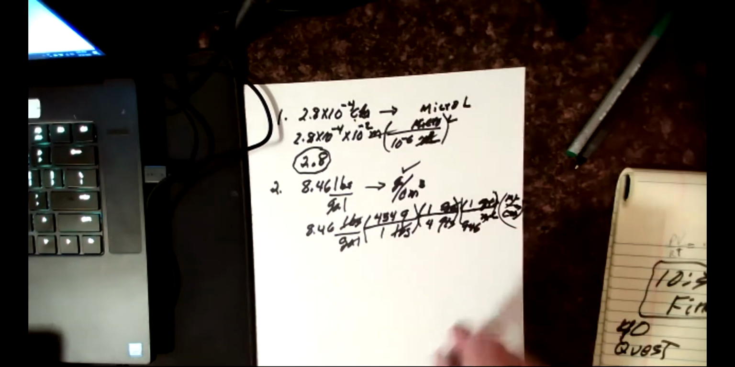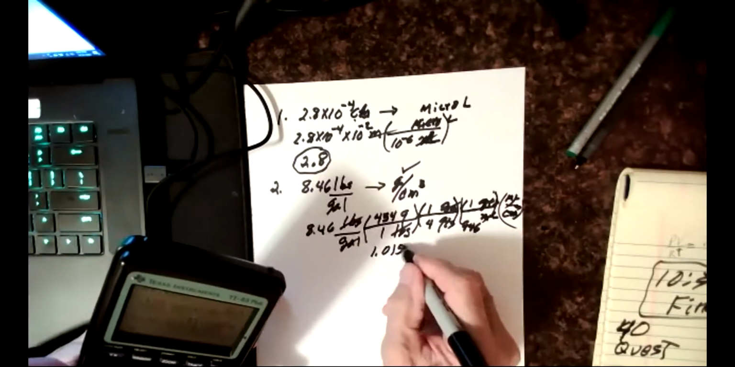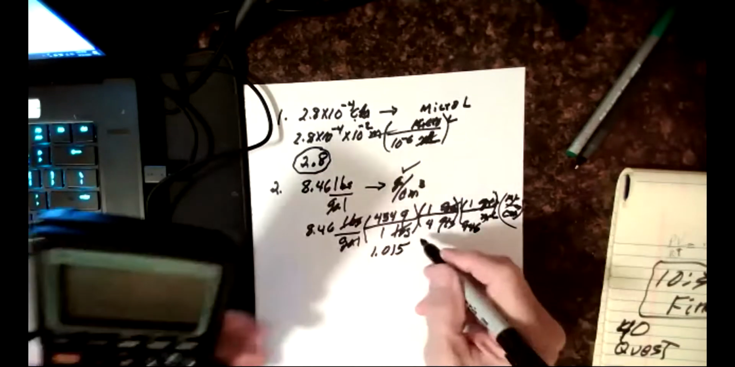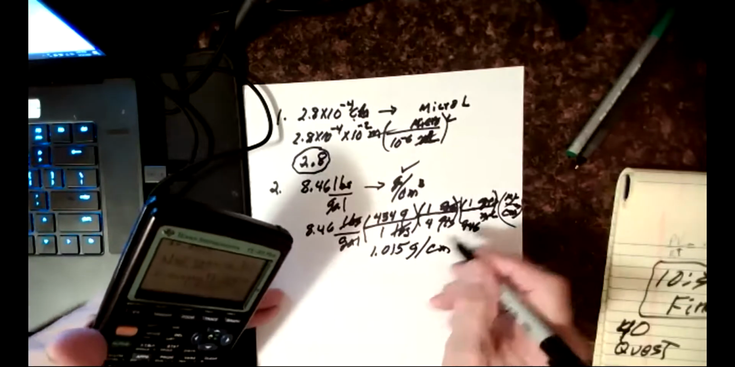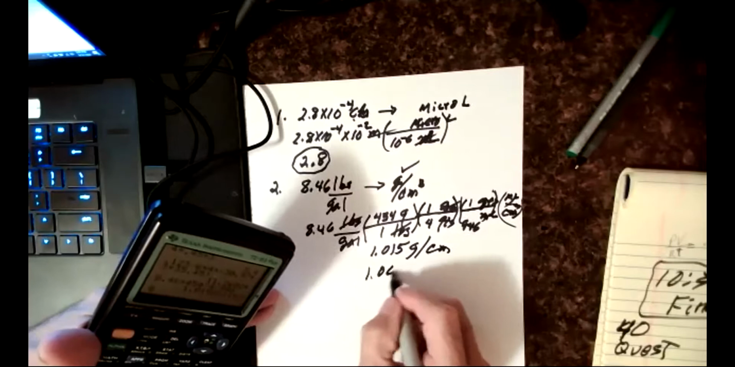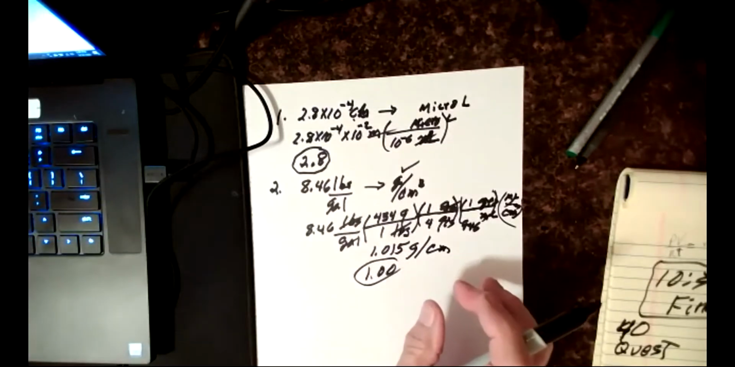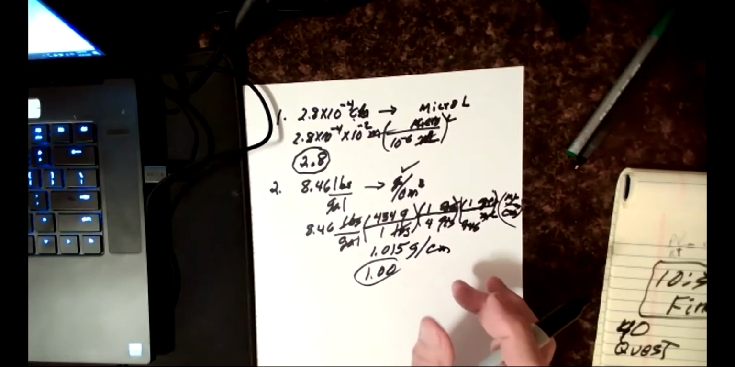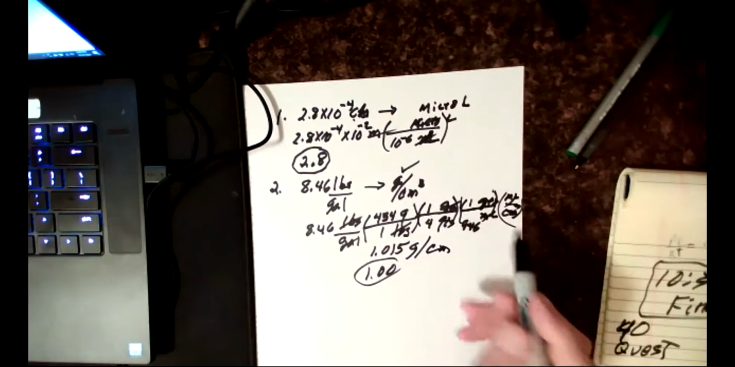And that comes out, what I got is 1.015 grams per cubic centimeter. And the answer is 1.00. So that fits pretty close to what we had. And I don't know, I may have tweaked the number somewhere a little bit to get that.